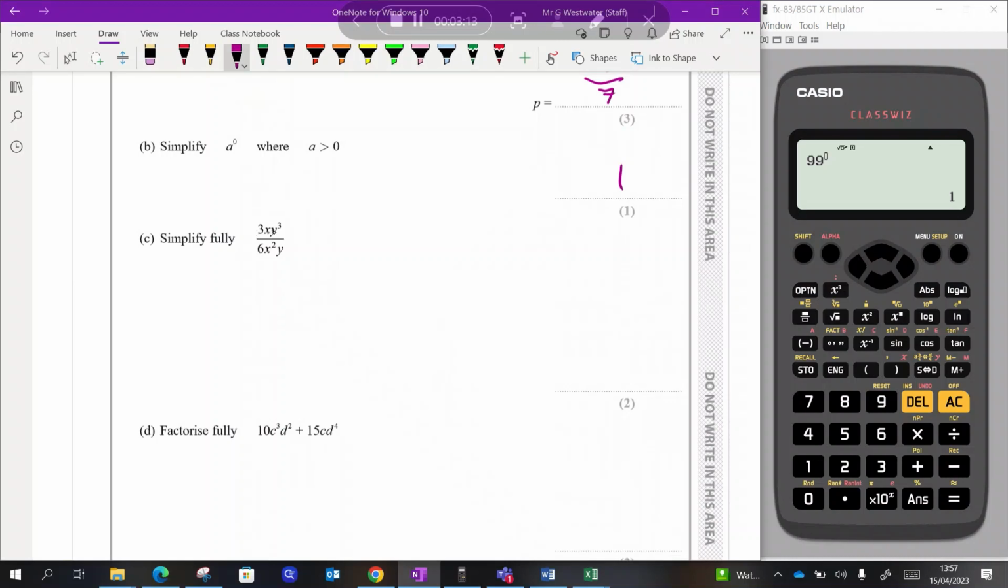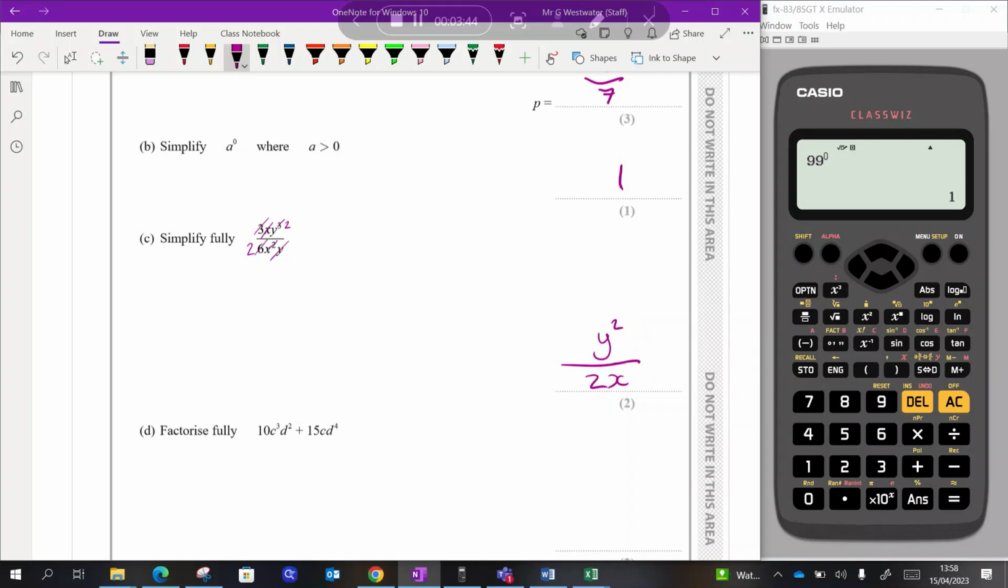Simplify fully. 3xy cubed over 6x squared y. So here, the 3 and the 6 will cancel to become a 1 and a 2. The x and the x squared, well, one of those x's on the bottom will cancel with that x on the top. And this y on the bottom will cancel with one of these y's in y cubed, leaving y squared. So overall, we have y squared still on the top, and we have 2x on the bottom.